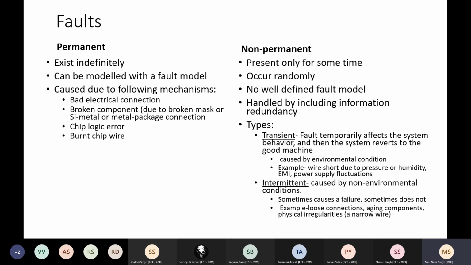Non-permanent faults will sometimes be present and sometimes not, for different reasons, because there is a lot of external circuitry as well. So a permanent fault exists indefinitely, which can be modeled using a fault model, a particular stuck at fault. A permanent fault is one where, once it is stuck, it stays stuck. This is caused by a bad electrical connection, a bridging fault for example, or a broken component: a stuck at fault, chip logic error and burnt chip wire. Once any of these happens, it will definitely exist.